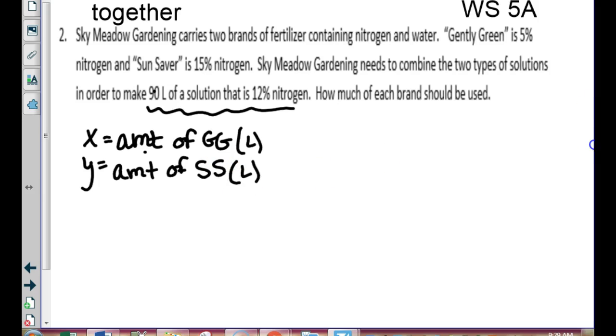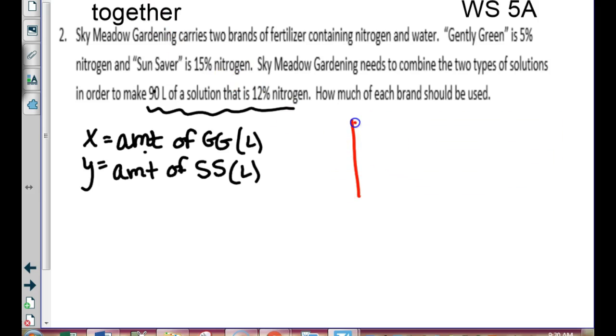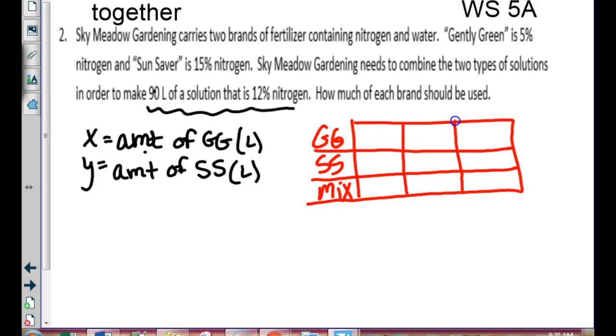All right. In the past, when you had these in a math class anyway, you might have done a little table like this. So you had the Gently Green, the Sun Saver, and the mixture. And then you did something like this. You said there was X of this and a total of 90. So maybe you put 90 minus X here. Does that sound familiar to anybody? If you wanted 90 liters, okay.